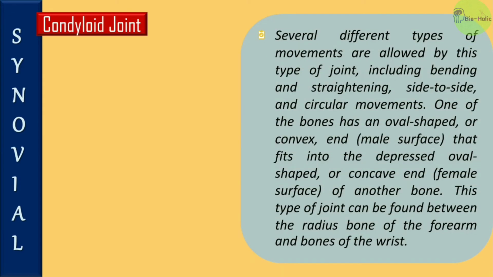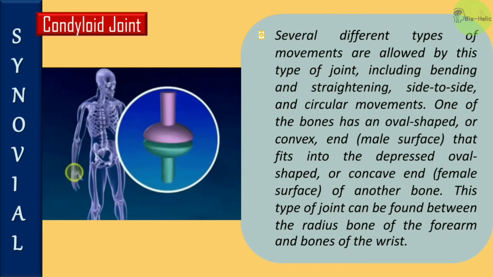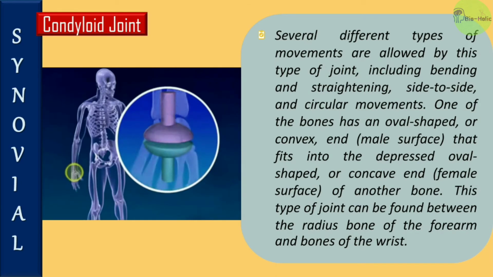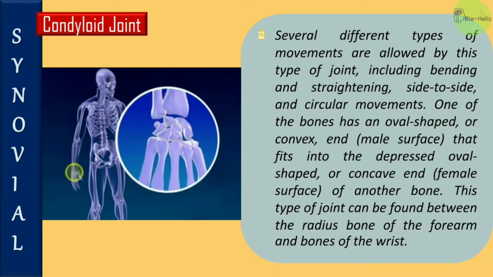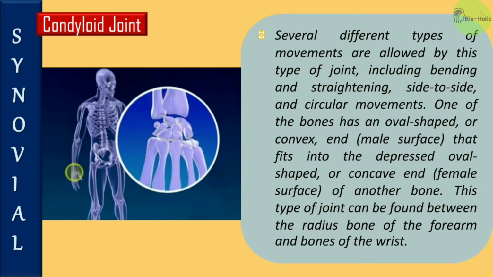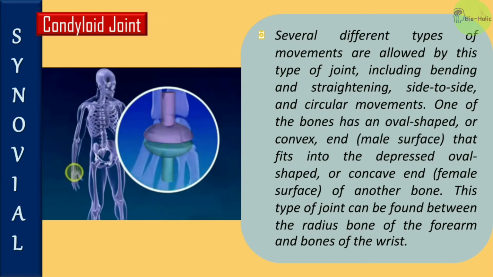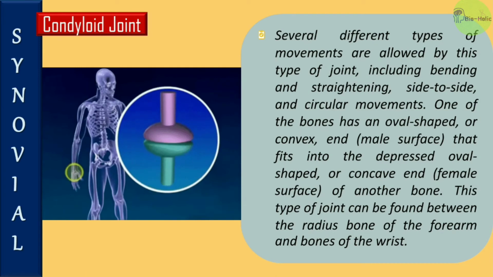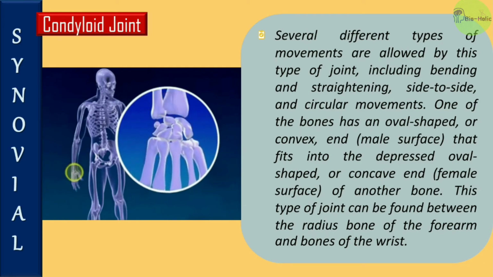Now the condyloid joint. Several different types of movements are allowed by this type of joint, including bending, straightening, side to side, and circular movement. One of the bones has an oval-shaped or convex end that fits into the depressed oval-shaped and concave end of another bone. This type of joint can be found between the radius bone of the forearm and bones of our wrist.